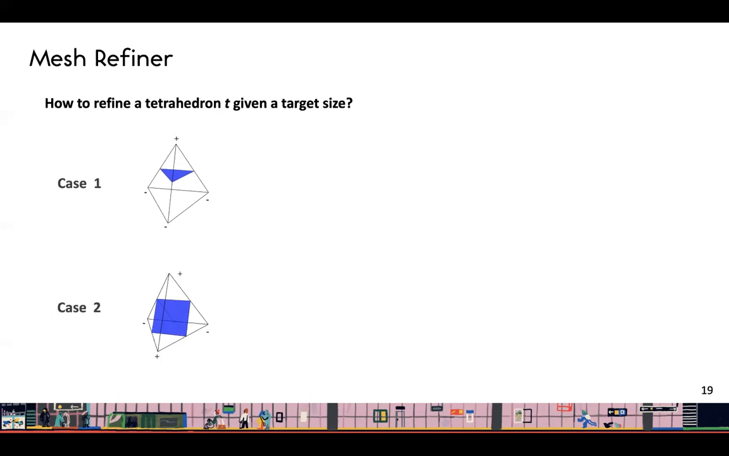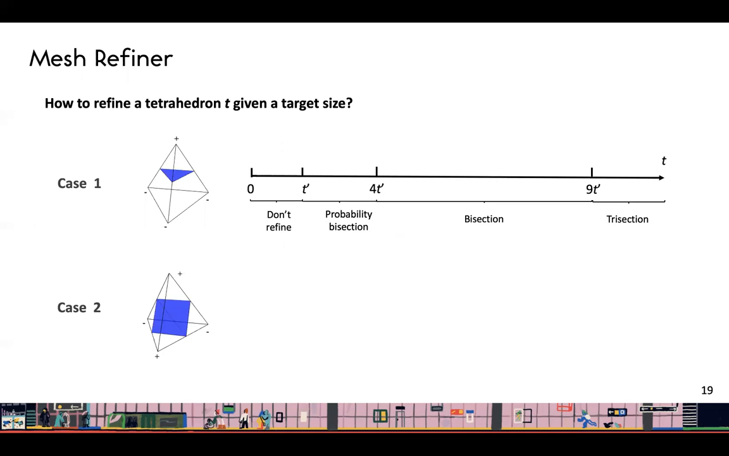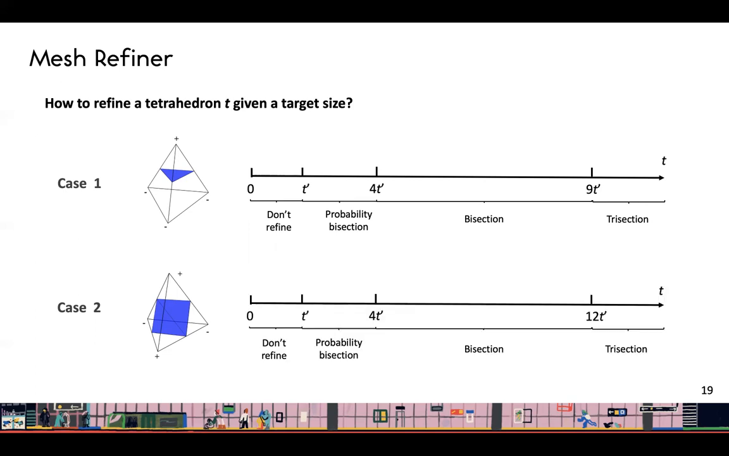We designed an adaptive mesh refiner based on the 2 strategies mentioned above. Given a tetrahedron of case 1 with current size T and target size T prime, we trisect it if the ratio between T prime and T is larger than 9. Between 4 and 9, we bisect the tetrahedron. Between 1 and 4, we bisect it with a certain probability. And if the ratio is smaller than 1, we don't refine it. For case 2, we follow a similar concept, but we replace the trisection refinement ratio by 12.